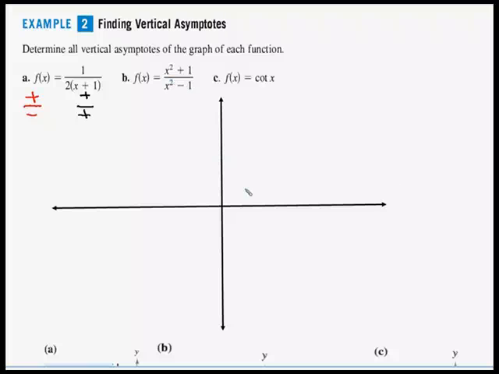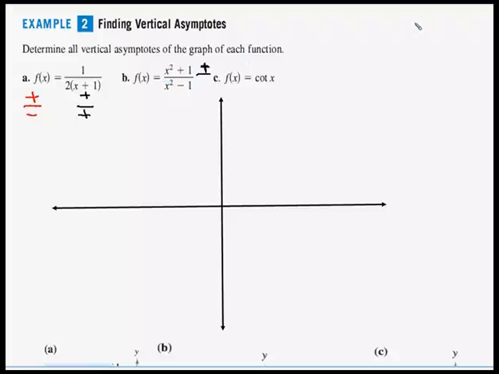Now let's see what's going on here in letter B. Let's look at our numerator, x squared plus 1. No matter what we plug in for x, even a negative, we square it, that turns it positive. We add another 1. Our numerator is always positive.